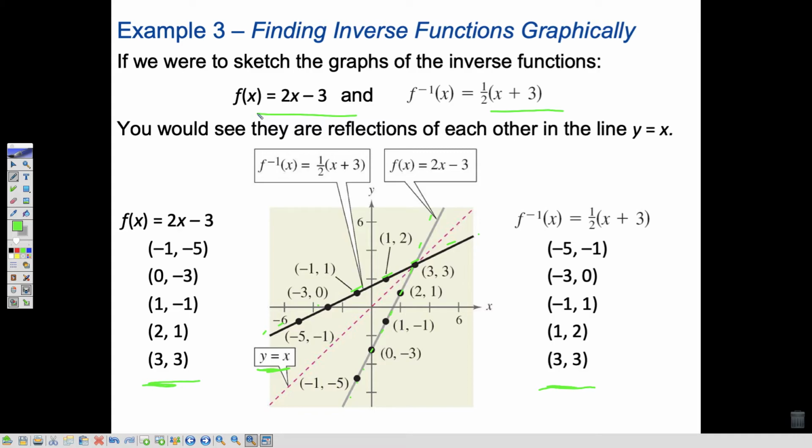Take your calculator out real quick and input these two into Y1, Y2, and then Y3. No, in your Y equals.